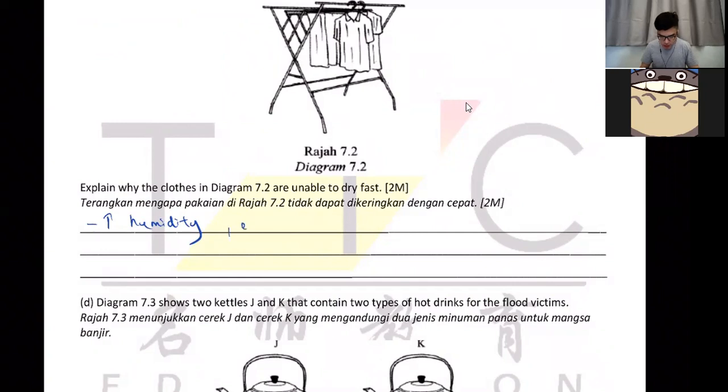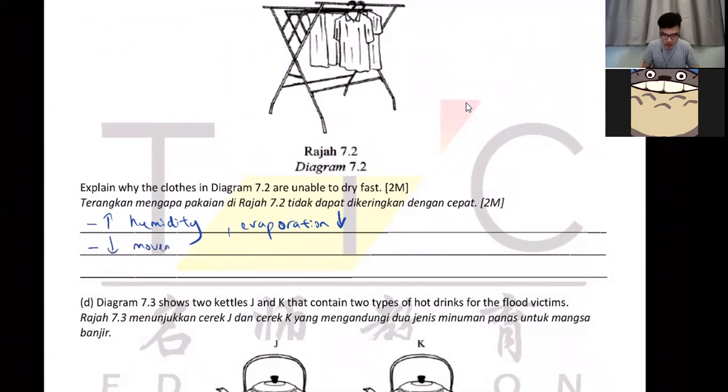So your evaporation is low. I'm just gonna draw arrows here. Kelembapan tinggi, penyejatan air rendah. So your clothes dry very slow. What else can you say? Besides humidity, you can say movement of air. There's lower movement of air.